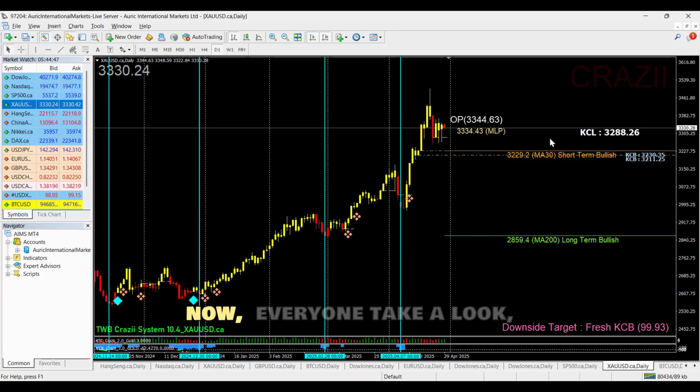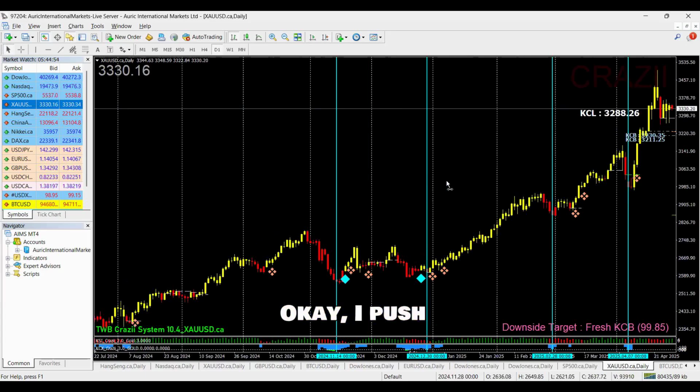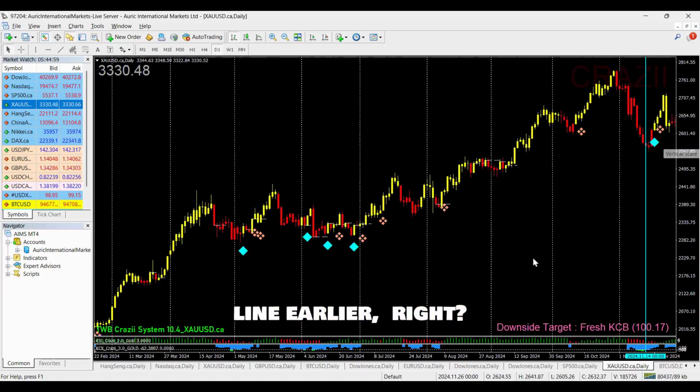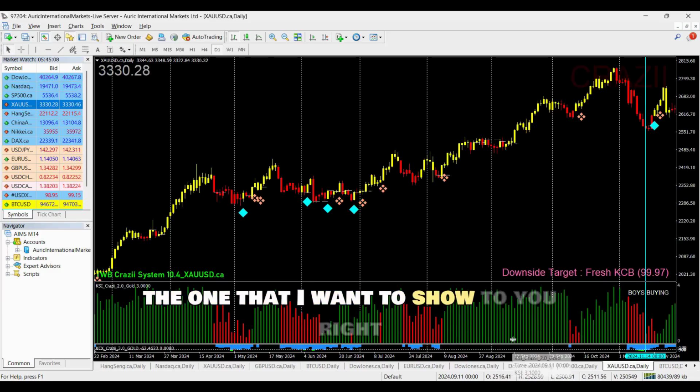Okay, so now everyone take a look. I push my chart to the right side. You follow me to do this exercise. You will love it. I push it to the first area where I've just put the vertical line earlier, and then I lift my KSI up a little bit because this is not the main point. The KCX is the one that I want to show to you right now.